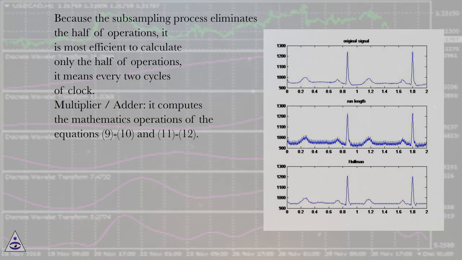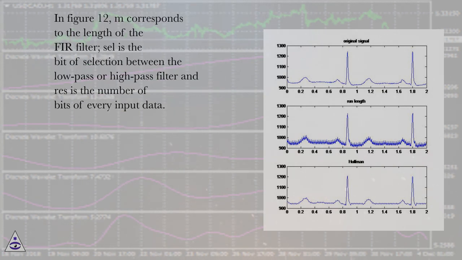Because the subsampling process eliminates the half of operations, it is most efficient to calculate only the half of operations, it means every 2 cycles of clock. Multiplier, adder, it computes the mathematics operations of the equations 9, 10, and 11, 12. In figure 12, M corresponds to the length of the FIR filter, sel is the bit of selection between the low-pass or high-pass filter and res is the number of bits of every input data.